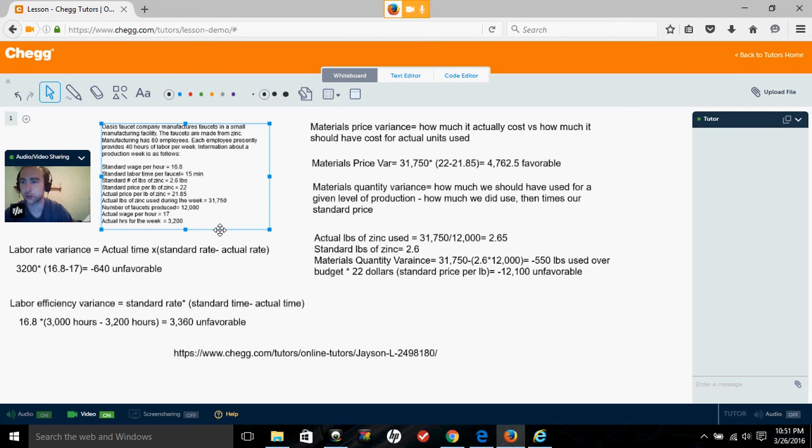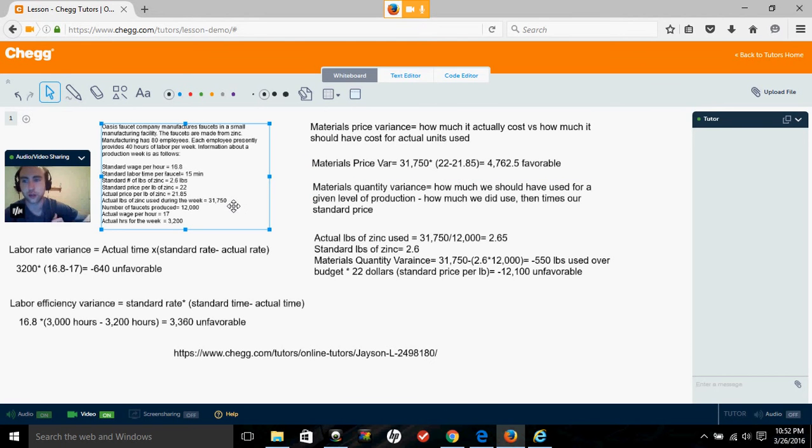Now to calculate our materials price variance, all we want to do is look at how much 31,750 pounds should have cost us if we were going by our budget, and we want to compare that to how much it actually did cost us. So if we were going by our budget, we would have a cost of $22 per pound, and our actual cost per pound was $21.85. So our difference there is our variance per pound, which we would then multiply by the number of pounds of zinc used.